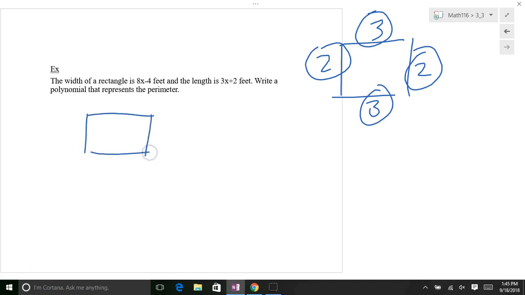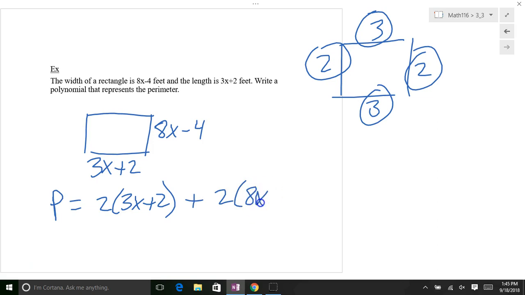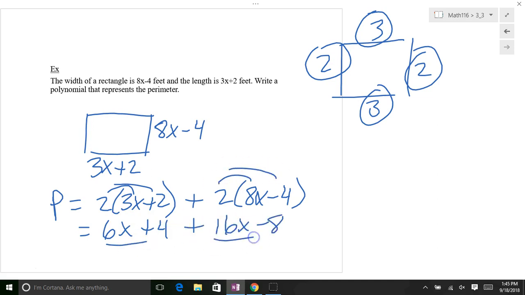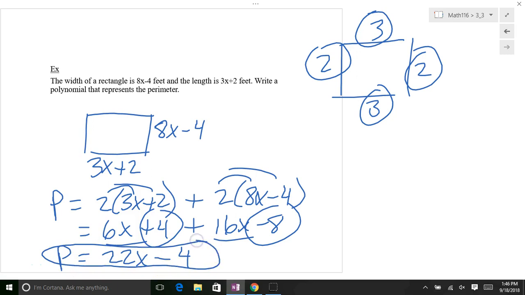So this one's got a width that's 8x minus 4, and there are 2 of those, of course, and a length that's 3x plus 2. So the perimeter is 2 of these 3x plus 2's and 2 of these 8x minus 4's. So we've got 6x plus 4 plus 16x minus 8. 6 plus 16, we've got 22x. 4 minus 8 is minus 4. So this ends up being 22x minus 4, and there's our polynomial that represents the perimeter.